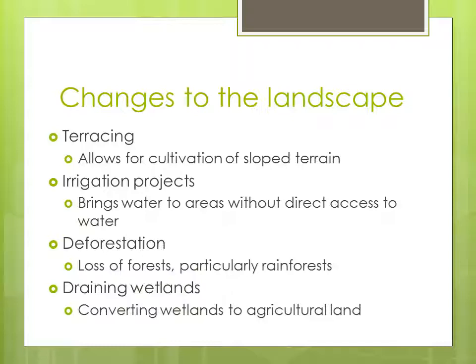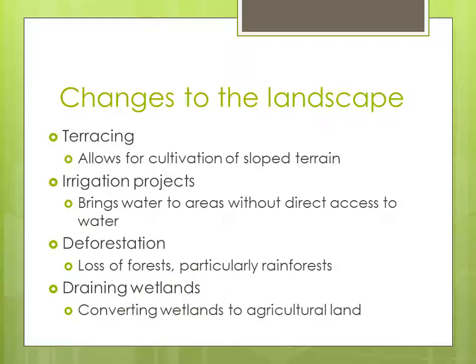Typically on hillsides, if you try and cultivate on them, soil erosion is especially prominent because of the slope. And so terracing is one way that the landscape can be modified to allow for that. Irrigation projects allow water to come to areas without direct access. That can lead to increased cultivation. Deforestation, the loss of forests, especially and in particular rainforests. And then finally, the draining of wetlands, turning wetlands into agricultural land.